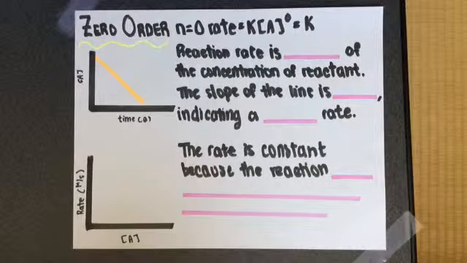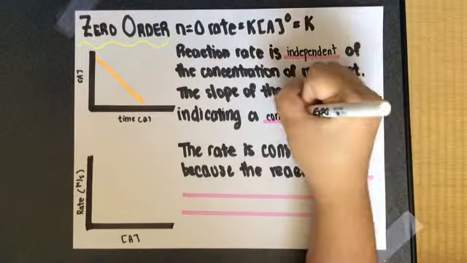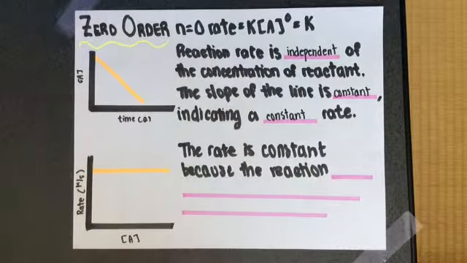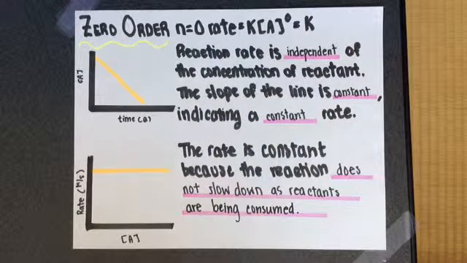When a reaction rate is zero order, n equals 0 and the rate is equal to k. The reaction rate is independent of the concentration of the reactant. The slope of the line is constant, indicating a constant rate. The rate is constant because the reaction does not slow down as the reactants are being consumed.